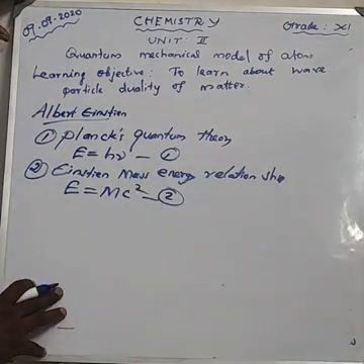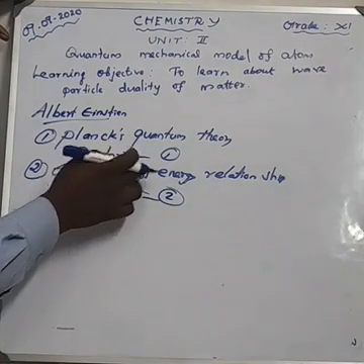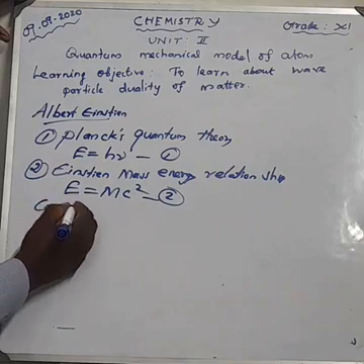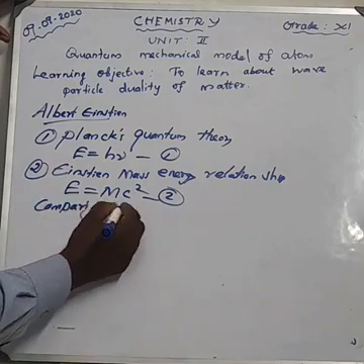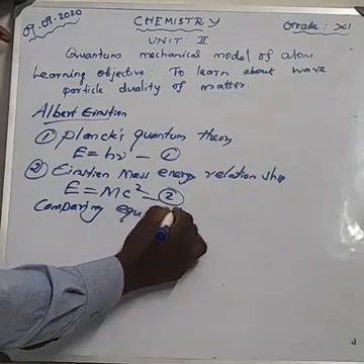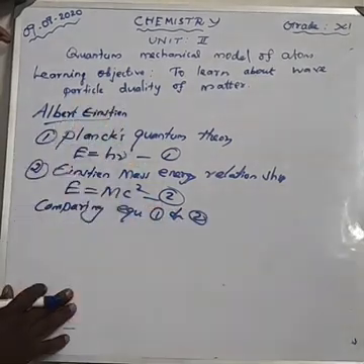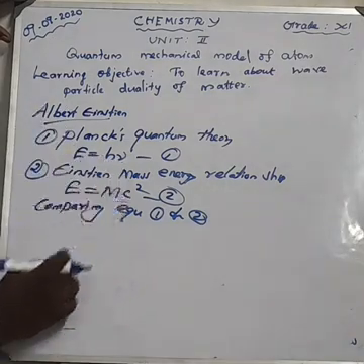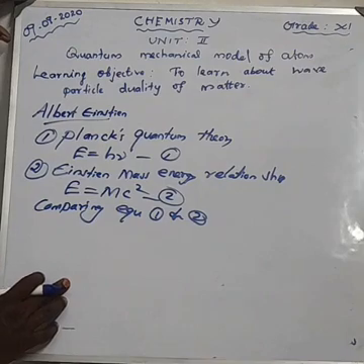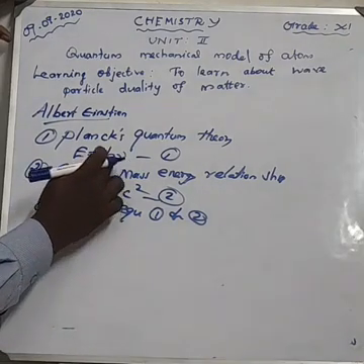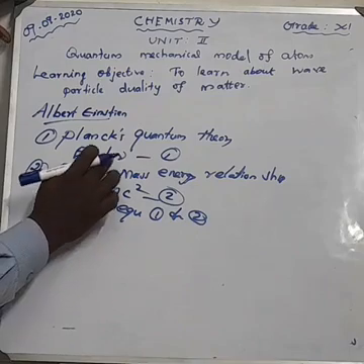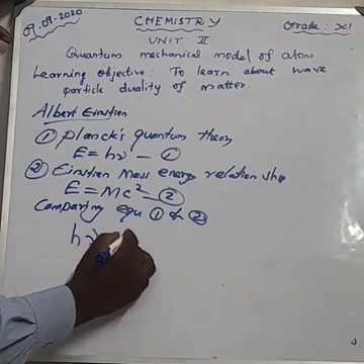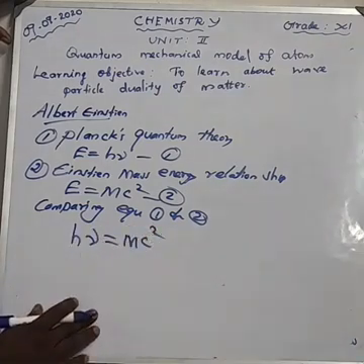Here we are taking equation number 2. And comparing the both two equations, equation 1 and 2, E is equal to h nu and E is equal to mc square can be written as h nu is equal to mc square. H nu is equal to mc square.